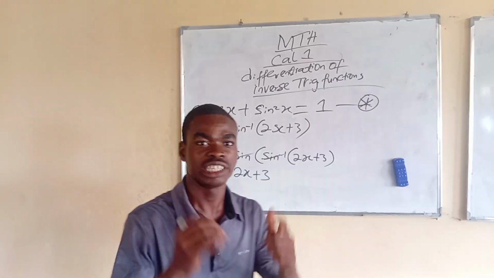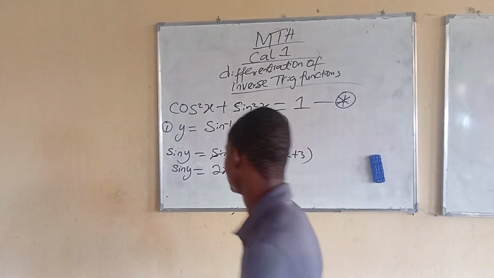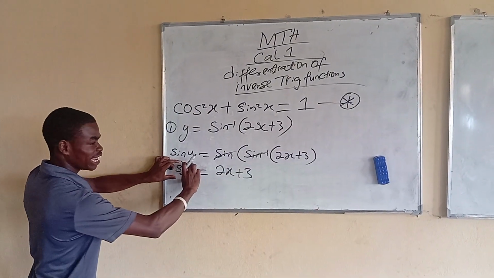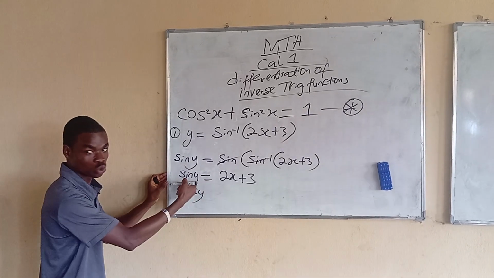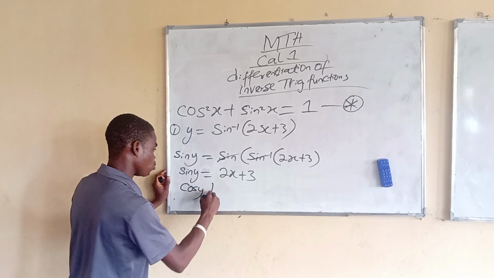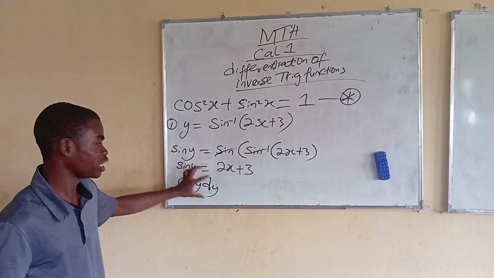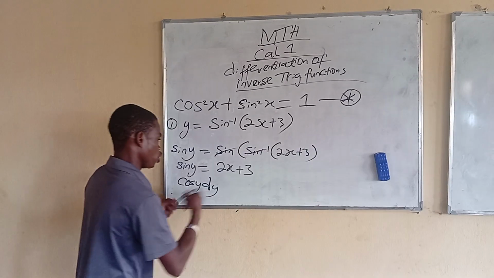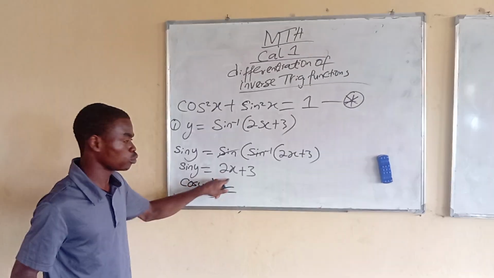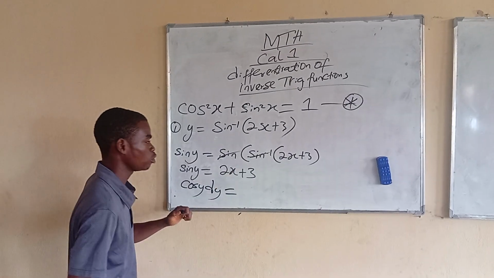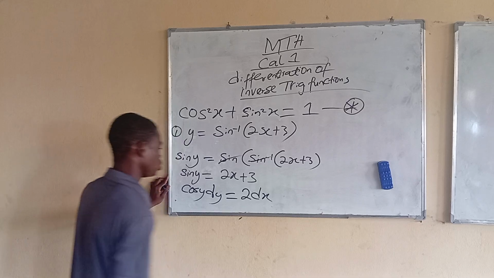What's the next step? The next step, you differentiate both sides. If you differentiate sine y, what would you get? You get cos y, with respect to what? y. That means you were differentiating sine with respect to y, so the dy must come in. Then in your right hand side, you have 2x plus 3. If you differentiate 2x plus 3, what will you get? You will get 2 dx alone.